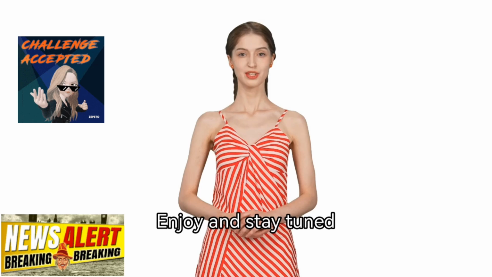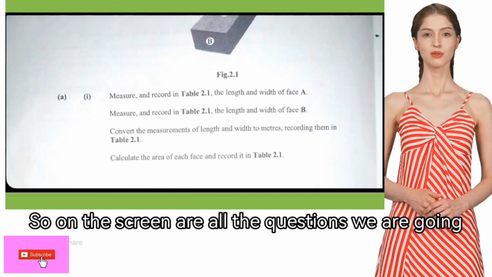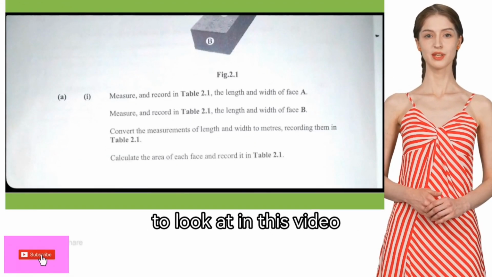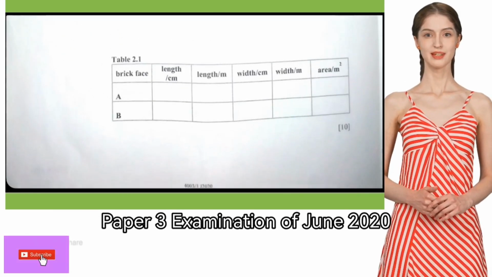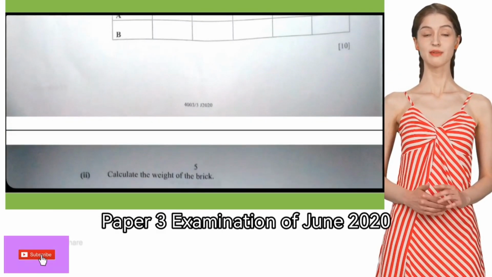So on the screen are all the questions we are going to look at in this video. We are only going to look at question 2 of the Zimsec Paper 3 examination of June 2020.